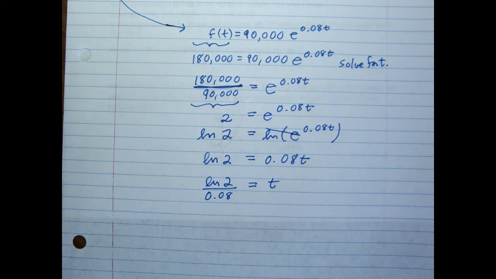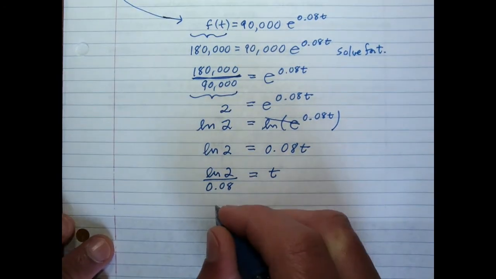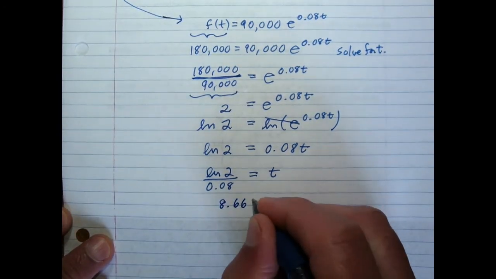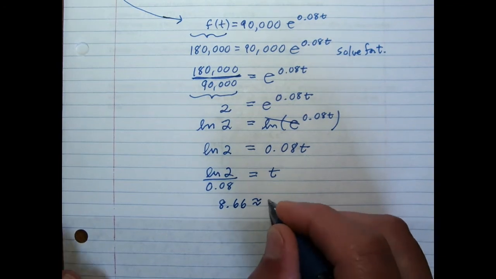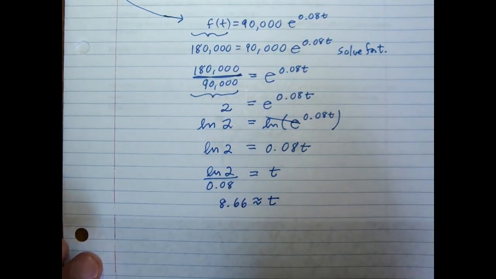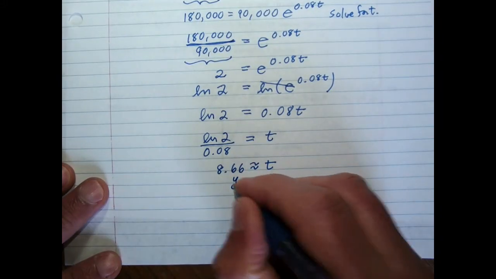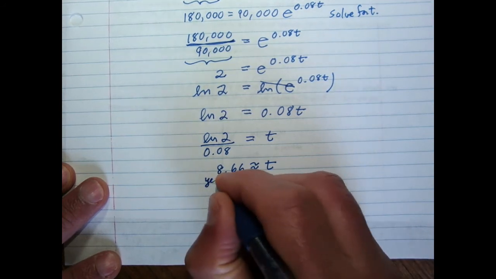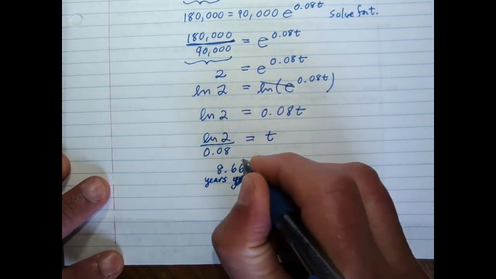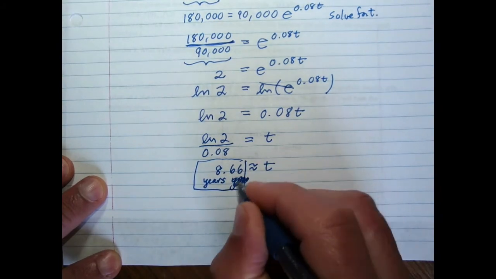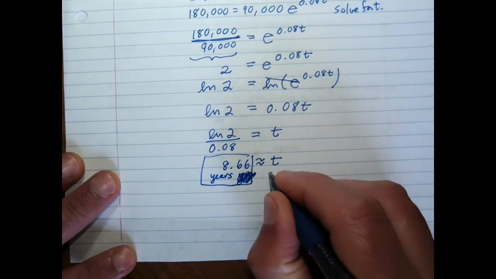Let's see what we got. 2 ln divided by 0.08. Looks like I get 8.66 is approximately equal to t. And in exercise 1, that was years. 8.66 years is the doubling time.